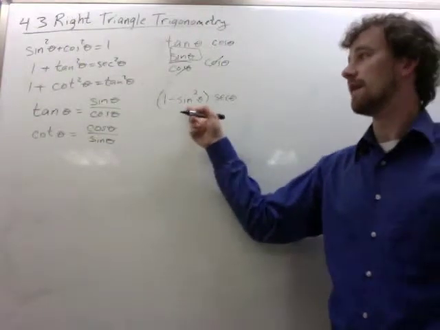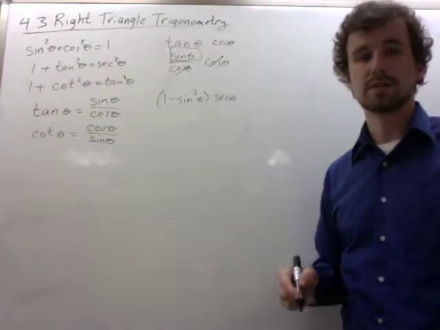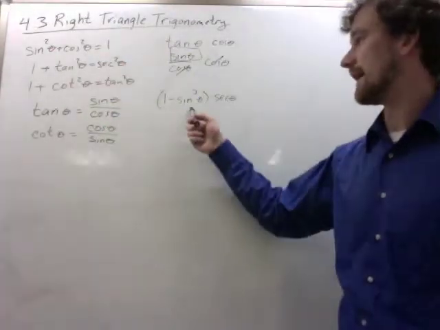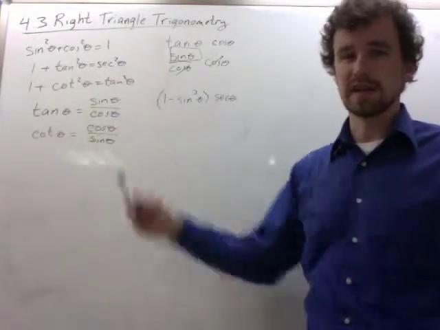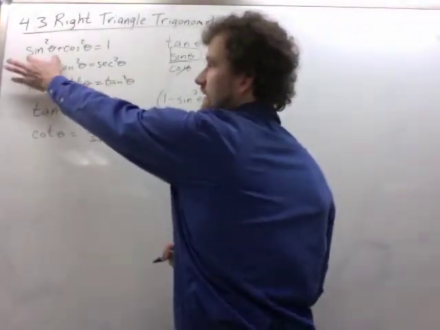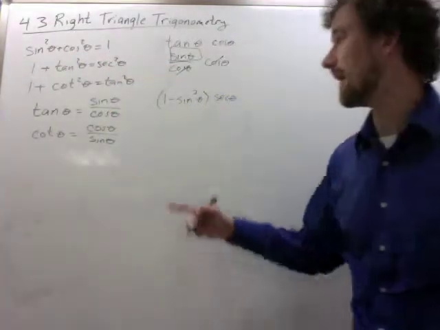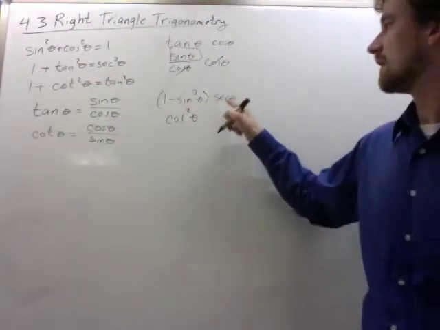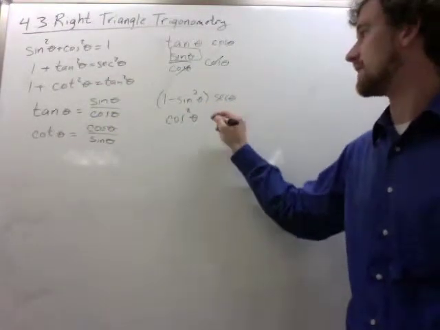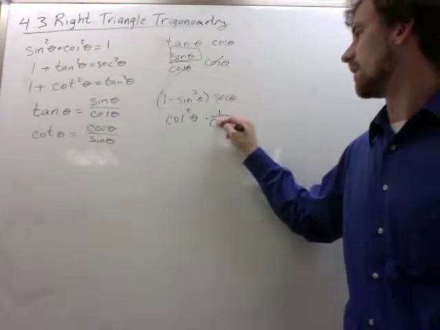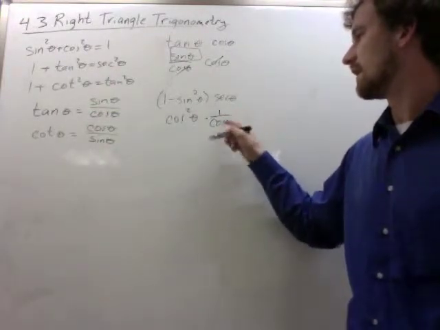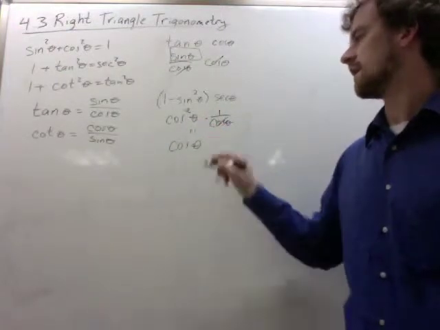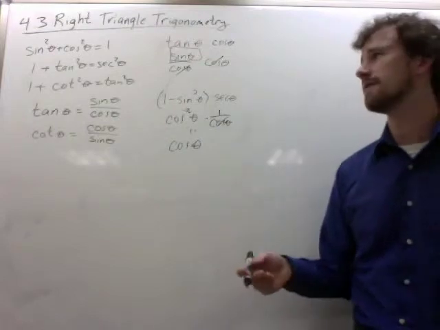Down here, whenever you see something squared, that's probably a good clue that you're going to want to use a trigonometric identity. Here we have 1 minus sine squared theta, which isn't quite any of these identities. However, if we take this and move it to the other side, we can see that 1 minus sine squared theta is equal to cosine squared theta. Secant theta is the reciprocal of cosine, so we can plug in 1 over cosine theta, and then a factor of cosine theta cancels out, and this simplifies to cosine theta.